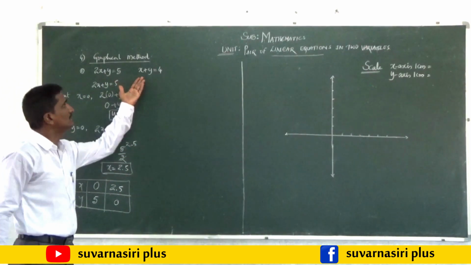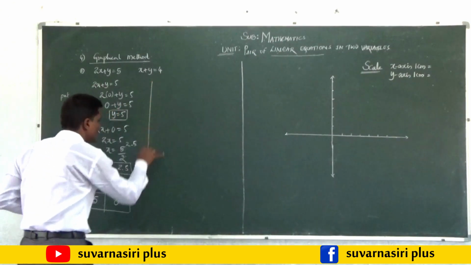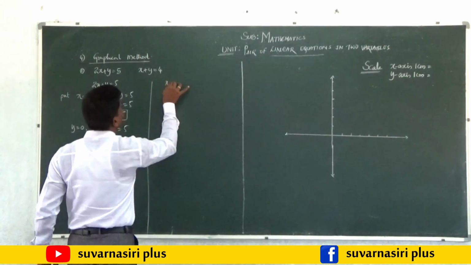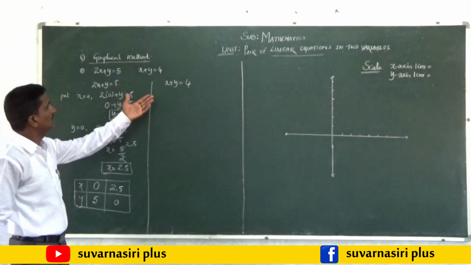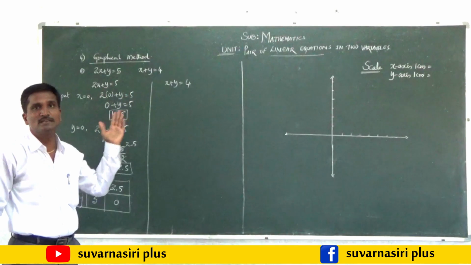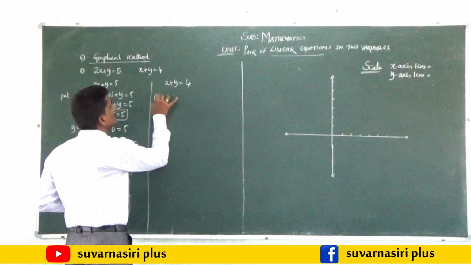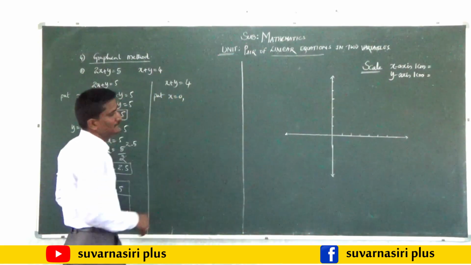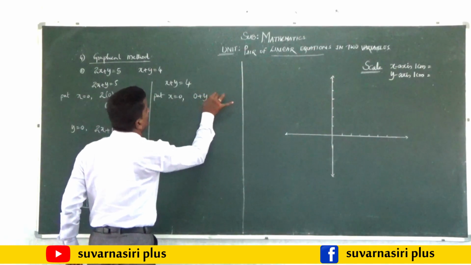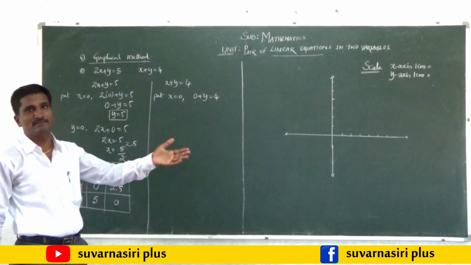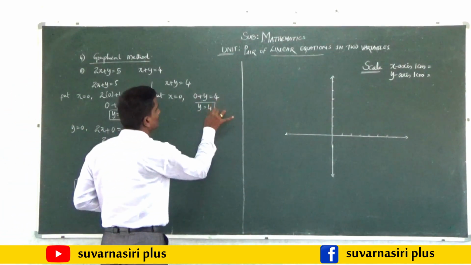Still one more equation is there: x plus y is equal to 4. Take again x plus y is equal to 4. Here also you can take the same values, x is equal to 0, y is equal to 0. You get the values here. Put x is equal to 0 in this equation: 0 plus y is equal to 4. 0 plus y is equal to y. y is equal to 4.